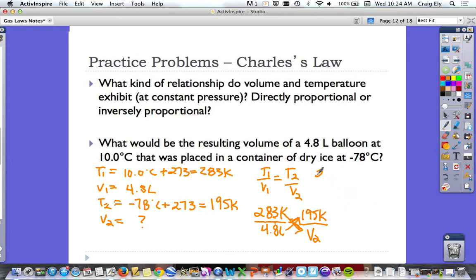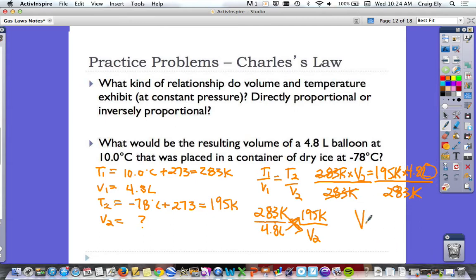So we have 283K times V2 equal to 195K times 4.8 liters. All right, so I'm going to divide each side by 283K. That way my V2 can be on this side by itself. Those cancel out. The K's cancel out on this side, so what we have left is liters.